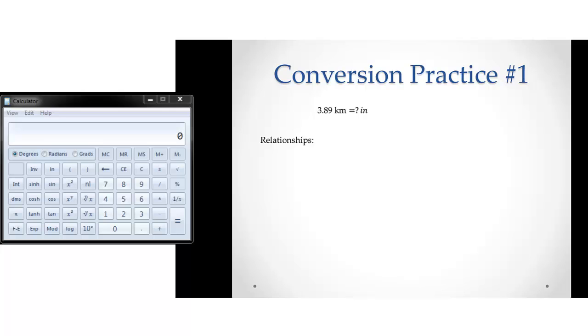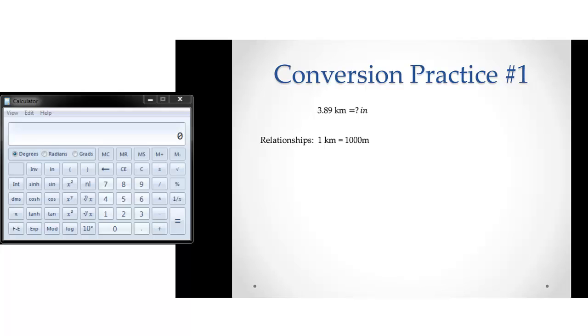So first, we look for a relationship between kilometers and inches. This is a metric to English conversion, where meters is our metric unit and inches is our English unit. There is no direct conversion factor that relates kilometers to inches on our yellow sheet, or in most textbooks. Instead, we will have to use two conversion factors to go from kilometers to inches. One relationship we can use is that there are 1,000 meters in 1 kilometer. This allows us to go from our given unit of kilometers and convert to meters.